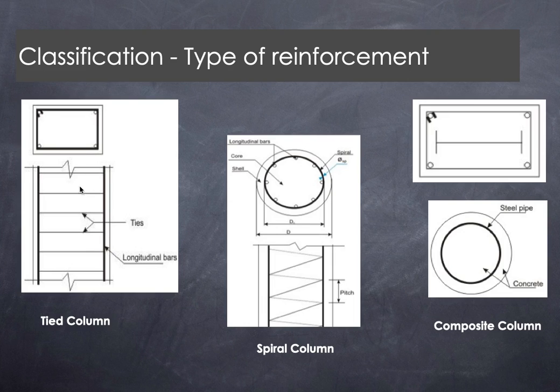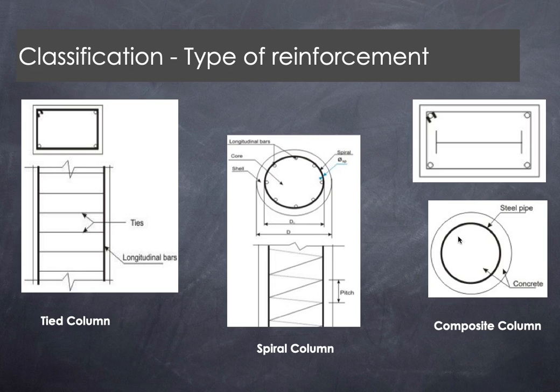What is the difference over here? A single tie finishes here itself, it is cut, and then there is a second tie. But in this case, a single bar is placed spirally, arranged spirally, to hold the main reinforcement in position. This is what is called a spiral column.